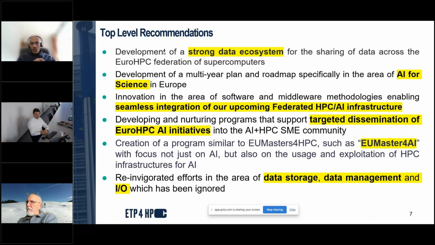And we have also pointed out that some of the areas are not well addressed in the work programs, like data storage, data management, and IO. And that needs to take a bit more of a center stage, especially as we are starting to look at the importance of data in this whole AI explosion.